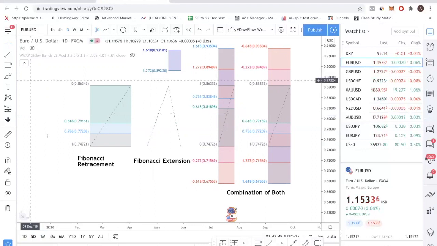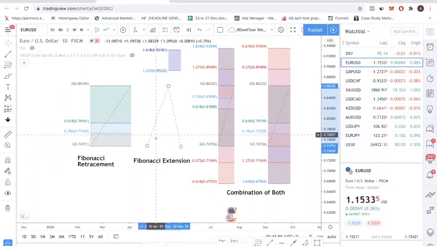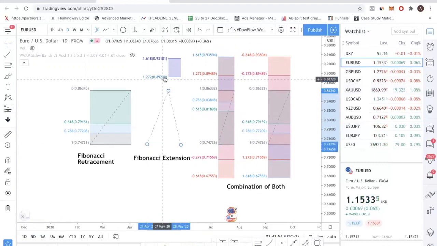This is the tool over here that you're looking at. It's the same thing, except that Fibonacci extension is typically used to project take profit levels. What do I mean by that? That means you're entering a trade and you want to know when to get out, when to lock in your profits, or when to shift your stop loss to break even. This is a tool you're going to use.